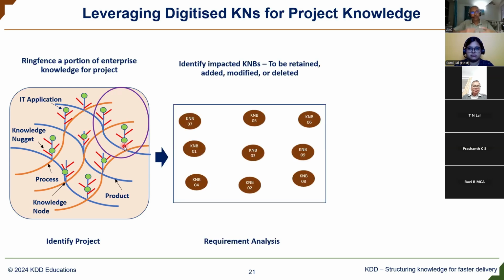Then, in what we call requirement analysis, at this level it identifies all the knowledge nuggets at the business level which need to be looked into. You can look at them for modification. You can look at them for retaining as they are, because whatever knowledge is there, you just retain it. You can even delete it, maybe something which is not needed anymore because of the change you are making, or you may have to add a new knowledge nugget business there. So once you ring fence, it identifies all these knowledge nuggets.